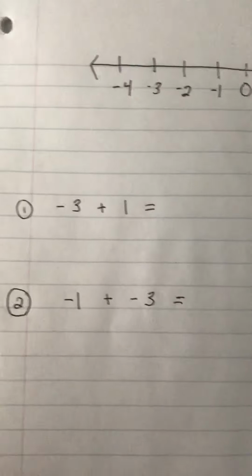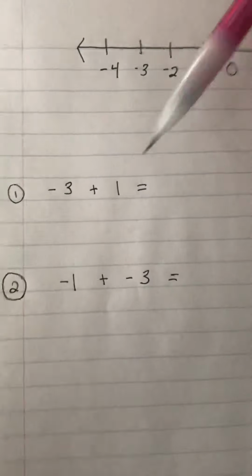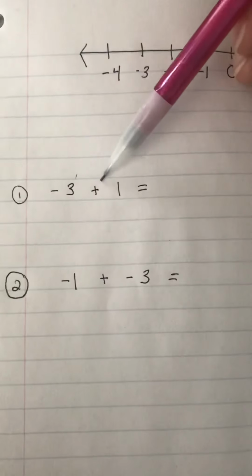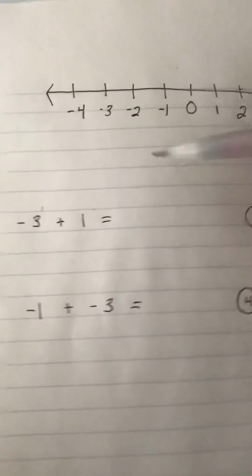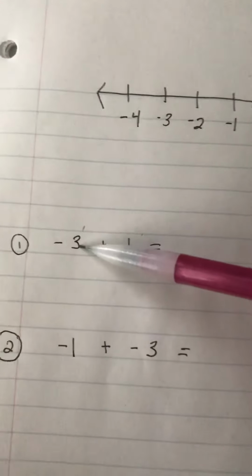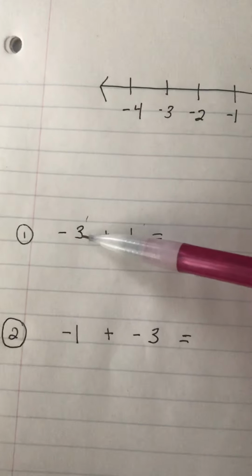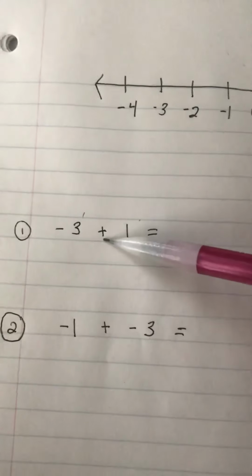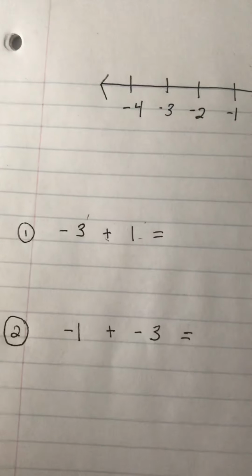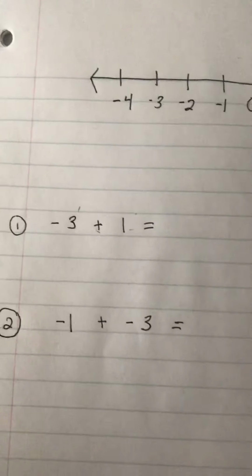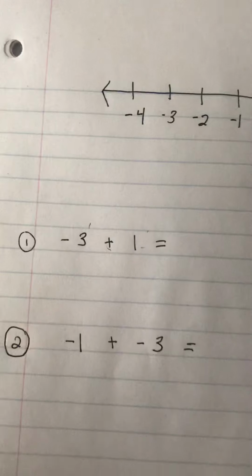All right. So number 1, let's see here. It says -3 plus 1. So with integers, remember we're working with positive, negative numbers. If I owe someone $3, so let's say I owe my dad $3, and then I have $1, how much do I owe him still? That's how I like to think about it. So that's the first way.